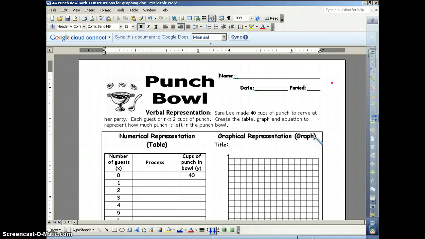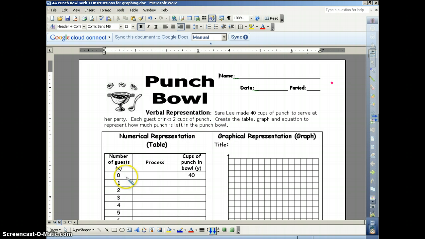I want you to take out your placemat problem that says punch bowl on it. And I'm going to get you started on this just enough so that you can finish the rest of this out on your own, okay? So let me read to you what it says. Your verbal representation says, Sarah Lee made 40 cups of punch to serve at a party. Each guest drinks 2 cups of punch. Create a table, a graph, and equation to represent how much punch is left in the punch bowl.